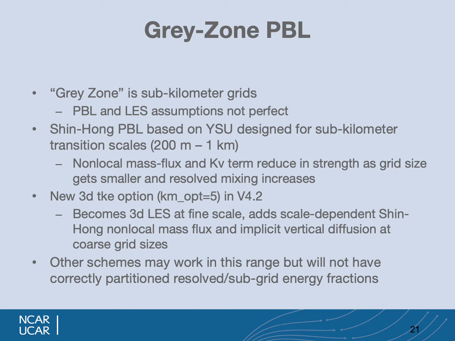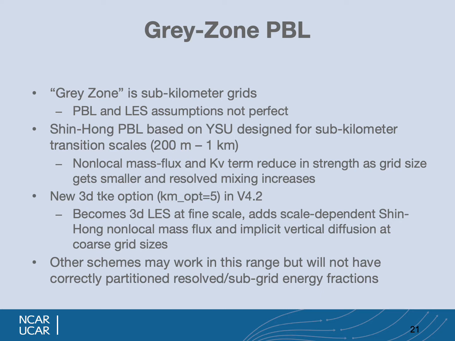Another option we have now is the 3D TKE option, which is km_opt equals 5. It's a three-dimensional scheme that can also be used at low resolution, where it adds this non-local term, similar to the one in Shin Hong, to allow non-local vertical transports and implicit vertical diffusion at coarse grid sizes. So it's scaling between a LES type application at high resolution, where the mixing is fully three-dimensional, to a PBL type mixing with a non-local term at low resolution and implicit vertical diffusion.